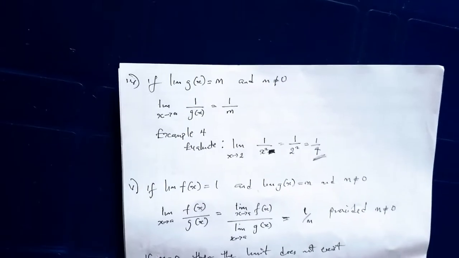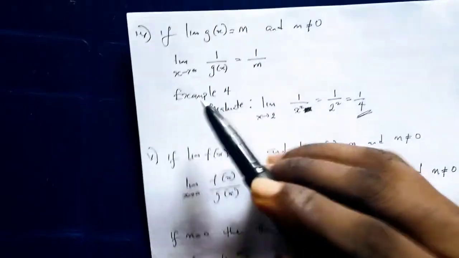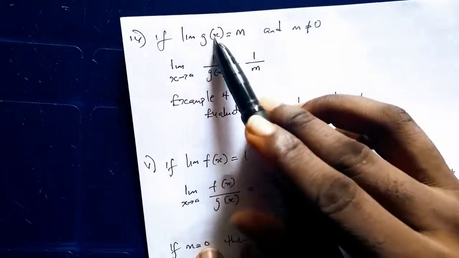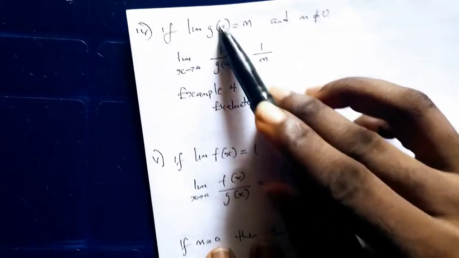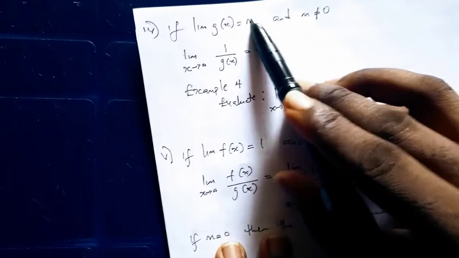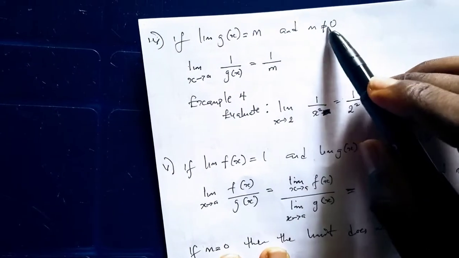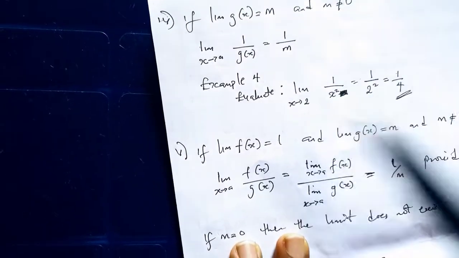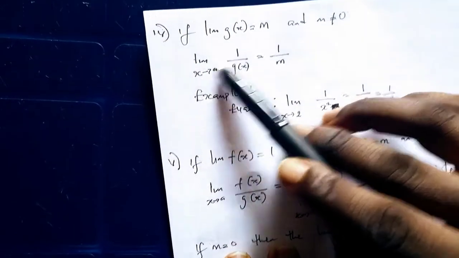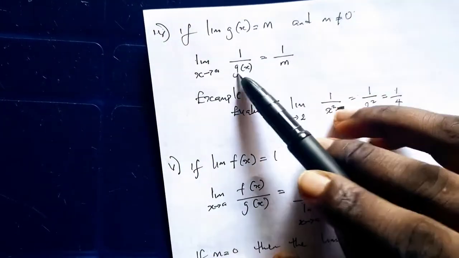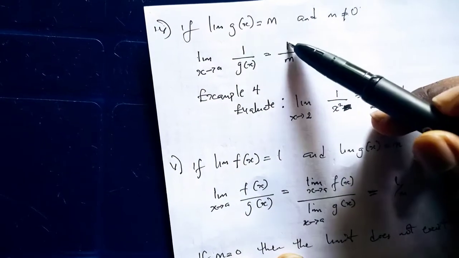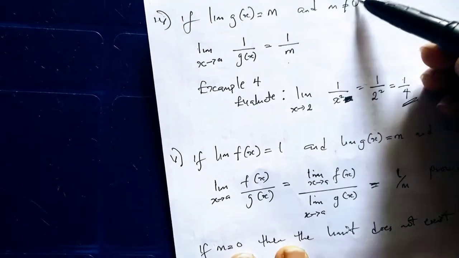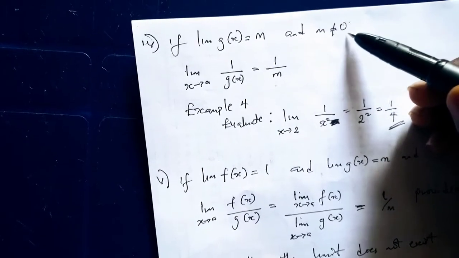Now, some other questions might come in this form. Let's say you are given the limit of this function g of x, which we know is m, and m is not equal to 0. So you are given this limit here. Take the limit of 1 over g of x as x approaches a. The answer comes out to be 1 over m, as long as m is not equal to 0.